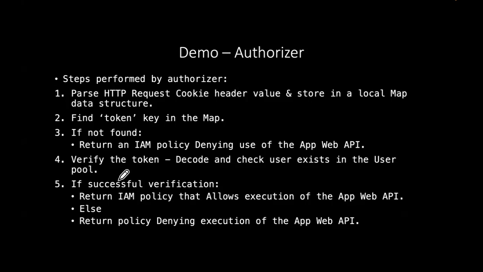And if it is successful, again, I generate an IAM policy on the fly. In this case, the policy will indicate to allow API Gateway to forward the request on to the backend, else deny it. So that's the flow. A lot of the code is boilerplate.